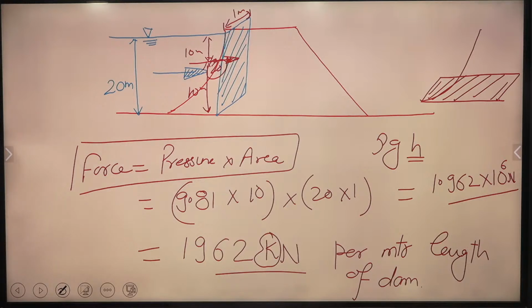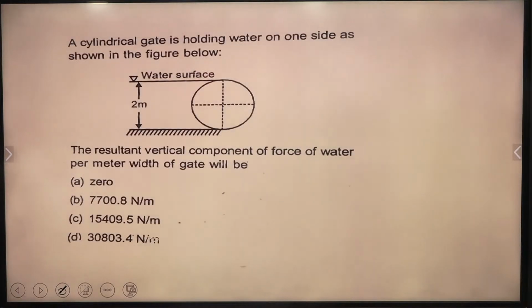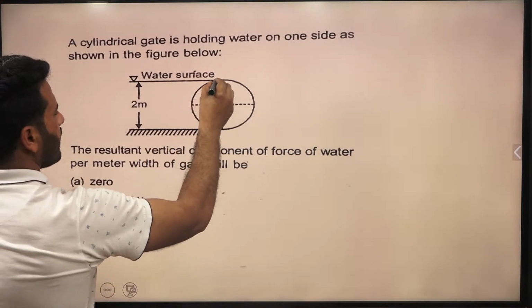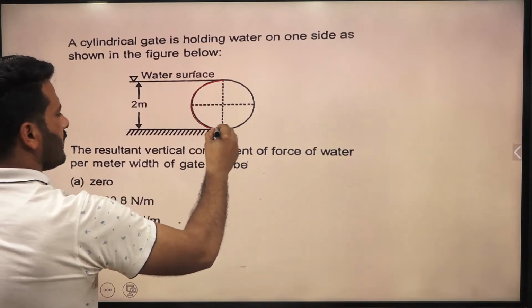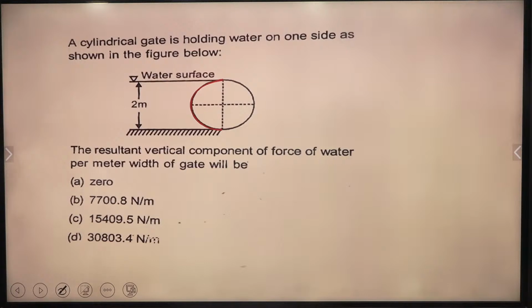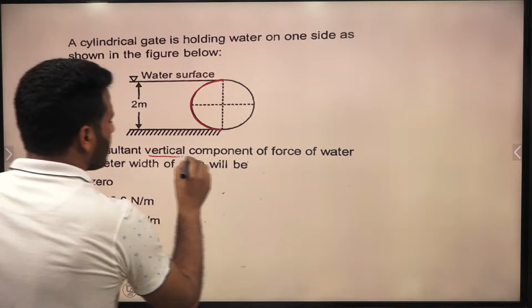So let's proceed further. Next question: a cylindrical gate is holding water on one side. This cylindrical gate is holding water on this side. In the figure below, the resultant vertical component, right now he's asking about the vertical component.